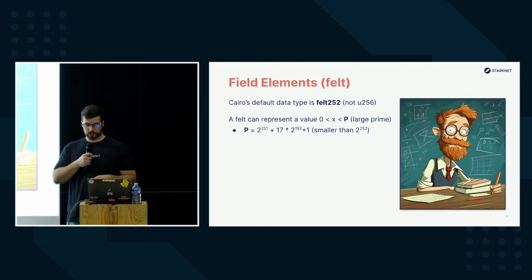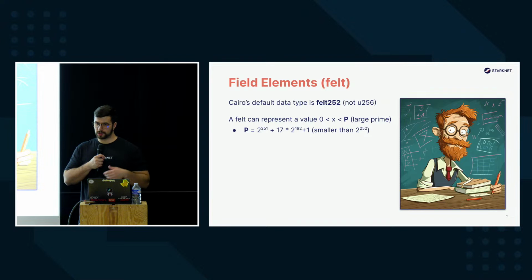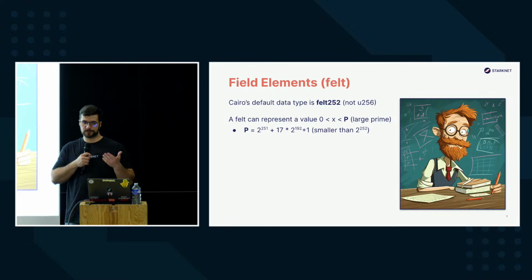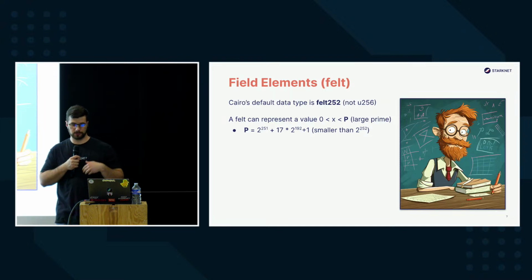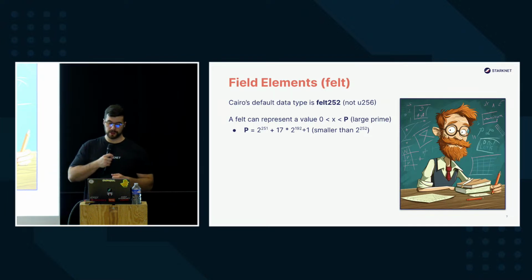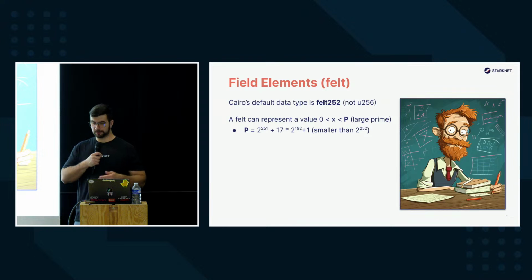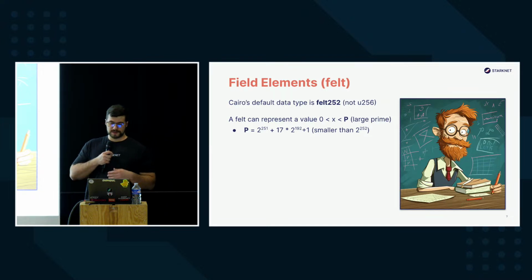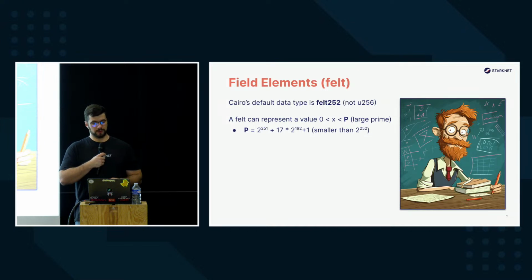A felt can be represented by a value between 0 and p, where p is basically a large prime number. The large prime number is how the Stark proof system works. So if you want to find out more about these large prime numbers, definitely check out the white paper. But basically, this large prime number can be computed by that equation. But in essence, the result of that equation is smaller than 2 to the power 252. So this will fit into 252 bits in storage.